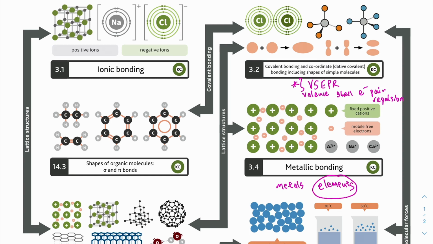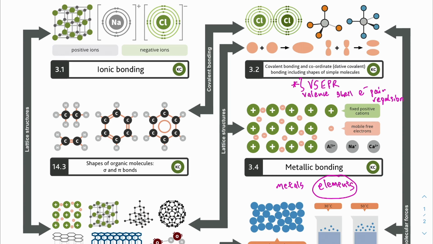So these are not anions, these are the outer shell electrons that get delocalized, and that's why the factors affecting metallic bond include how many outer shell electrons you can delocalize. Are you a group 1 metal? You delocalize 1 outer shell electron. Are you a group 2 metal? You delocalize 2 outer shell electrons.